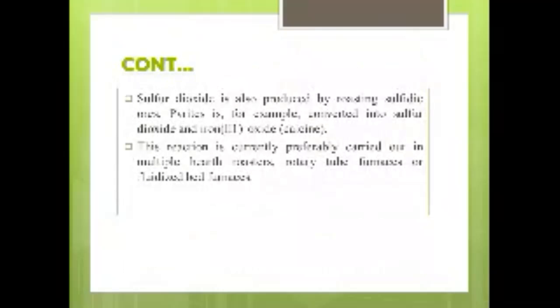Sulfur dioxide is also produced by roasting sulfidic ores, pyrites, which are iron sulfide, for example, converted into sulfur dioxide and iron trioxide calcine. This reaction is currently preferably carried out in multiple hearth roasters, rotary tube furnaces, or fluidized bed furnaces.